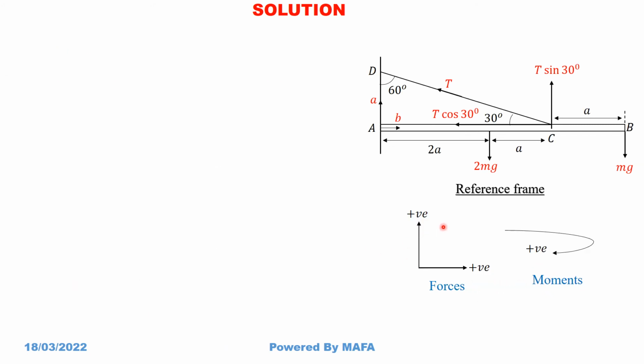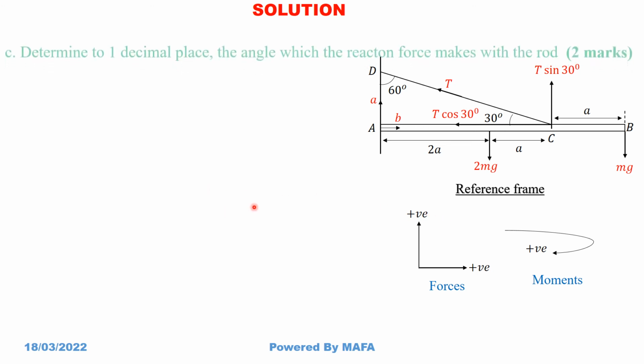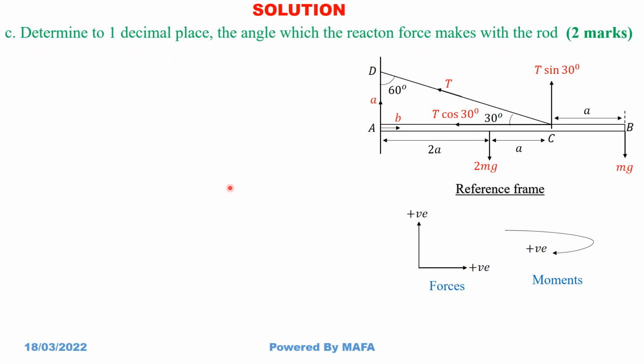Okay, let's move on to the last part of the question, which says, determine to one decimal place the angle which the reaction force makes with the rod, which is 2 marks. So we still consider this our diagram. Now, the angle that the reaction force makes with the rod, we try to indicate it. Now we had the vertical and the horizontal component of our reaction force. Those are their numerical values in terms of mg. Now we have this, we try to indicate what is actually happening. So vertically, the vertical component is A, the horizontal component is B.